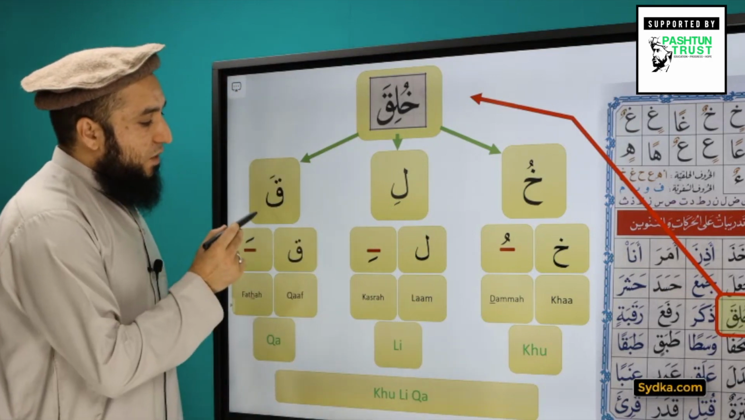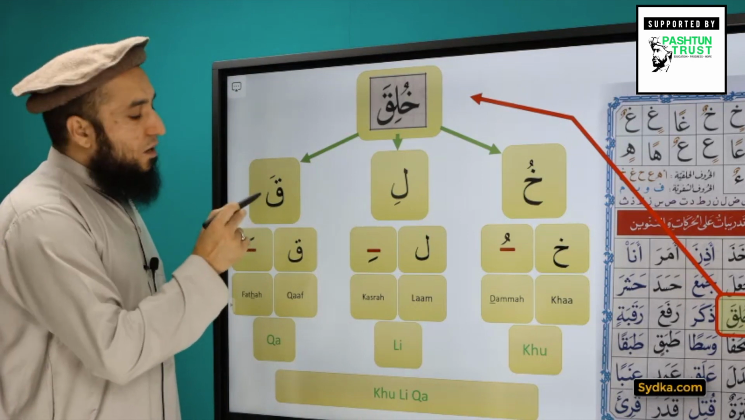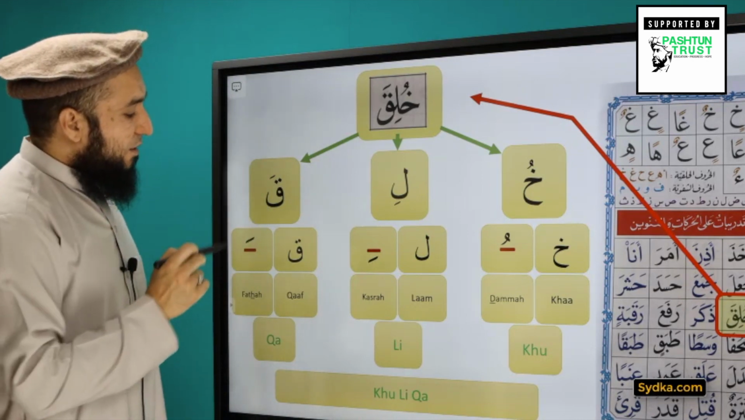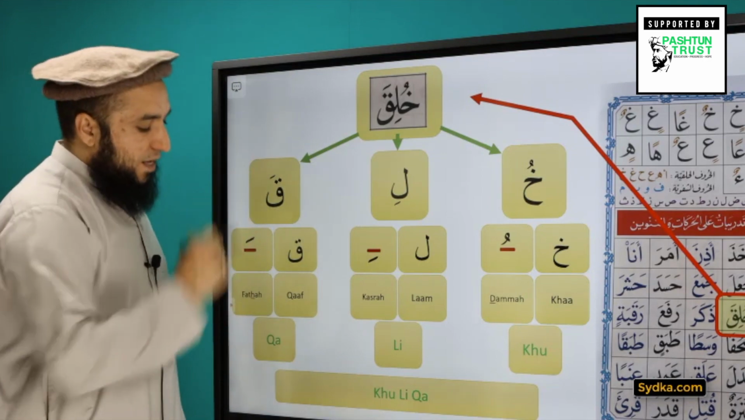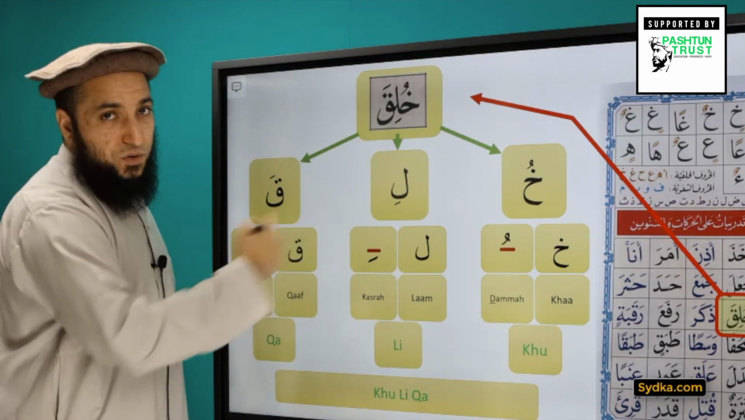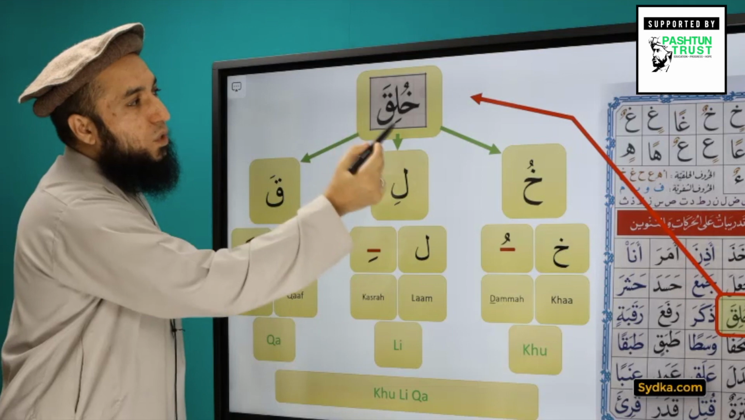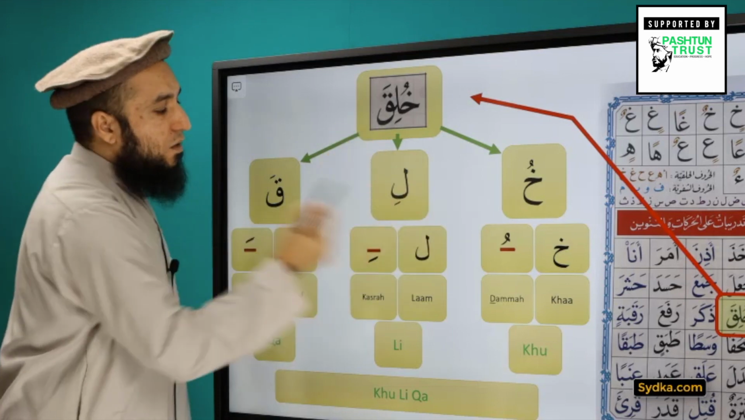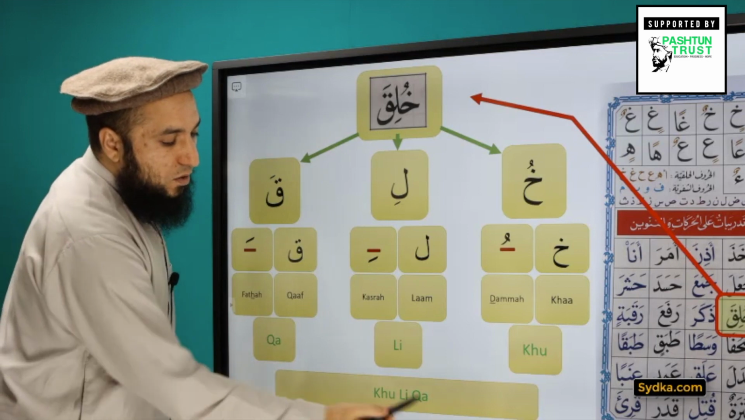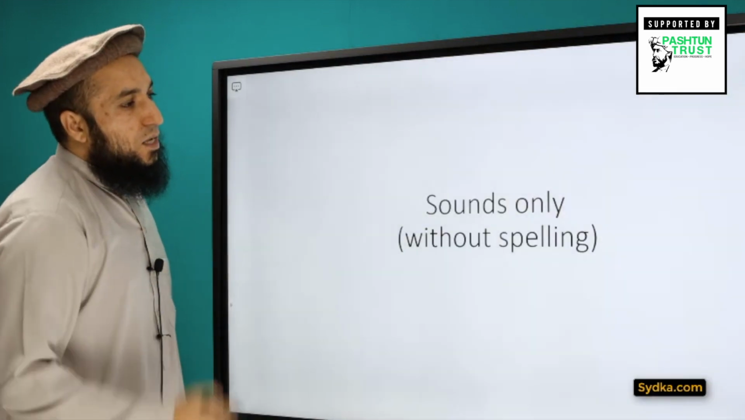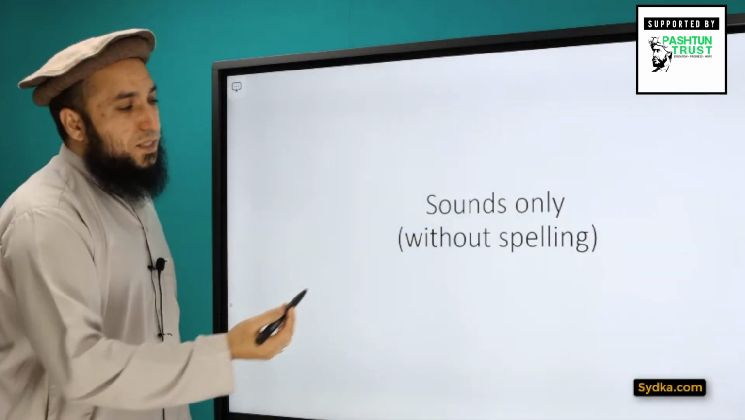The third syllable we have is قاف فتحة قا. قاف is not silent, and we have فتحة. قاف فتحة قا. Now we combine the 3 syllables. We have خلق خلق خلق. So next 3 slides would be sounds only.